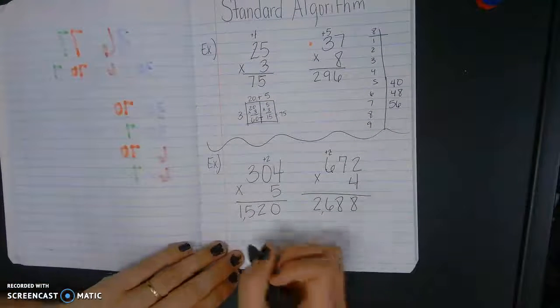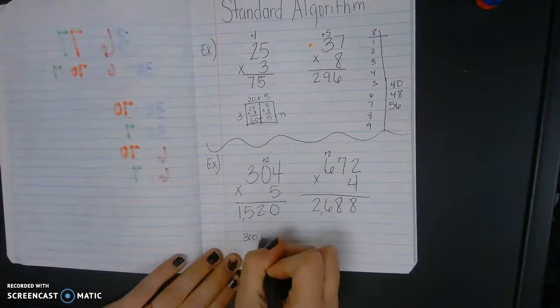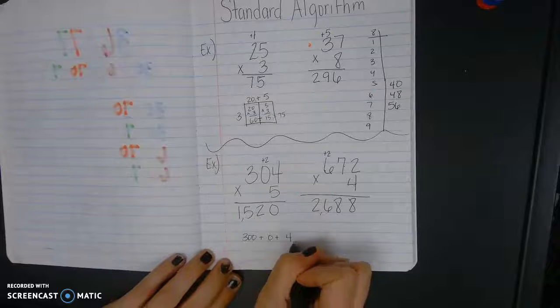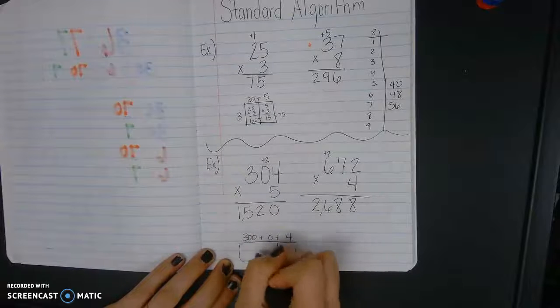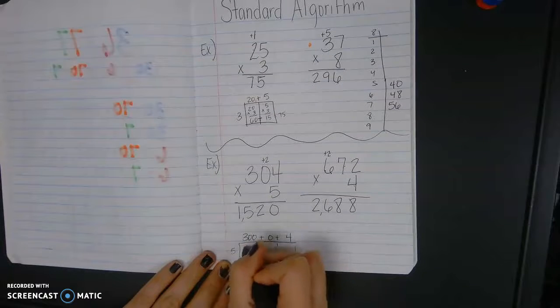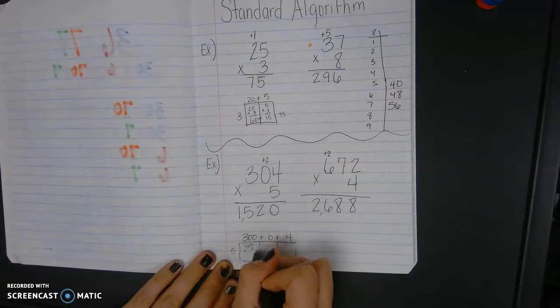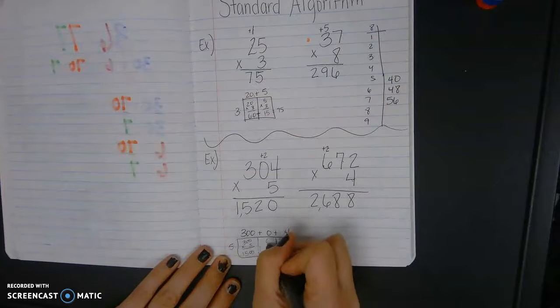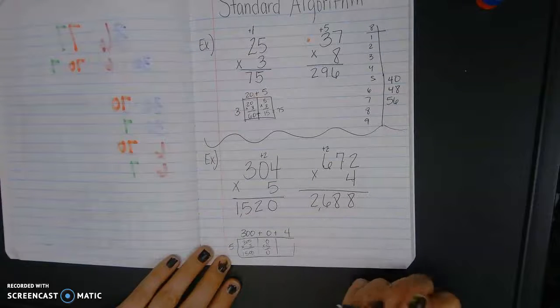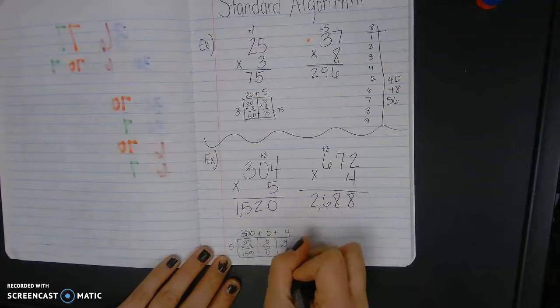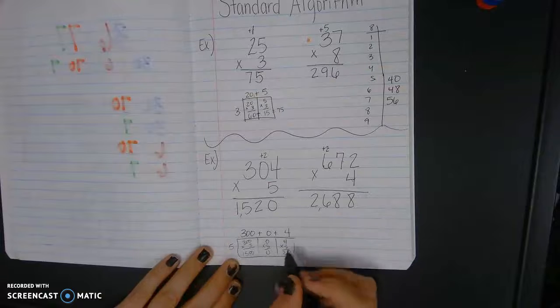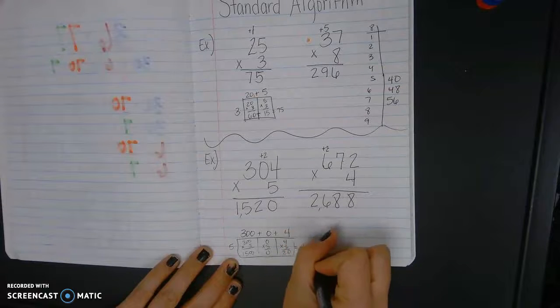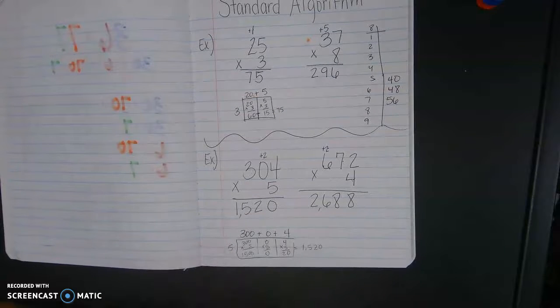All right, so same thing here. 300 plus 0 plus 4, and it's times 5. So 300 times 5 gives me 1,500. Here, 0 times 5 gives me 0, and 4 times 5 gives me 20. And when I add all of these up, I get 1,520, which matches. So knowing more than one way to multiply is actually helpful because then you can check your work and make sure you didn't make little mistakes.